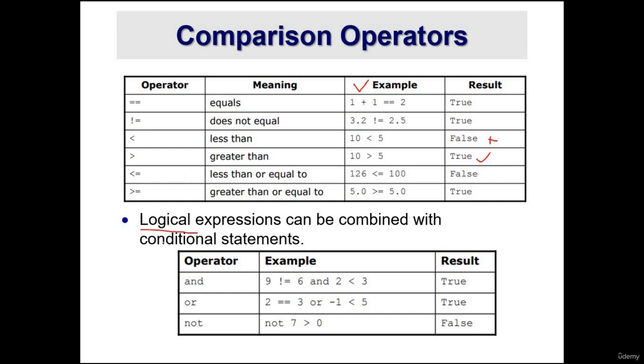So now let's move on to the logical expressions. Logical expressions can be combined with conditional statements. So we have some conditional statement and then we combine it with logical operators like and, or, and not. They are usually used in for loops or in control statements like if and else. We're going to use all these operators in the next few classes.